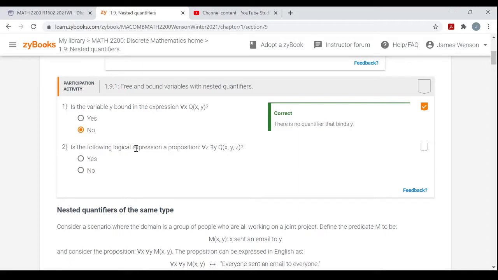Is the following logical expression a proposition? So basically, are all the variables bound to some quantifier? We have for every z, there is a y such that q of x, y, z. Well, z is bound to the universal quantifier. Y in this predicate is bound to the existential quantifier, but x is not bound. So there is a free variable, x. So that means that this is not a proposition. All right, hopefully pretty simple to recognize.